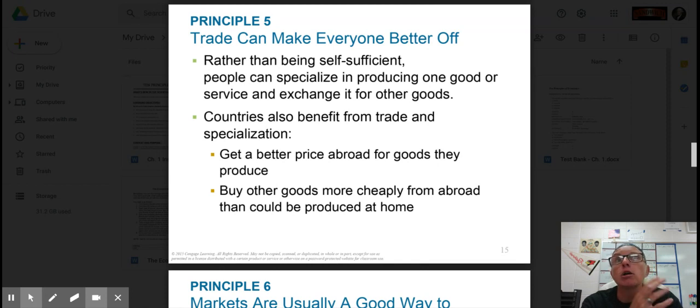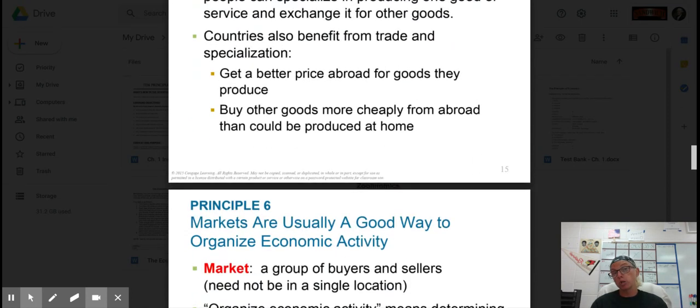Now, it's not just us as humans, but it's countries too that can benefit from trade and specialization, because other places could maybe grow something better. We obviously don't have the climate to grow bananas, but other countries do. So they could grow them, and we get better prices and better quality stuff from other countries. So buying other goods more cheaply from abroad than they could be produced at home benefits everybody, because those other countries are making money because we're buying from them, and we benefit because we get the lower prices of these bananas, for instance, and better quality.